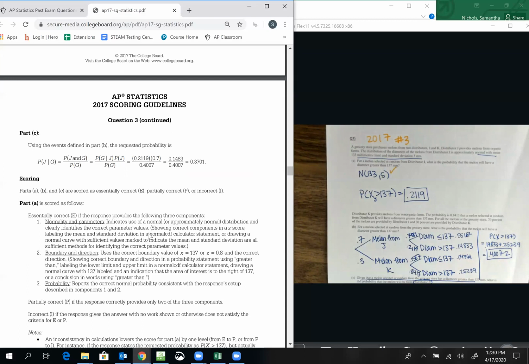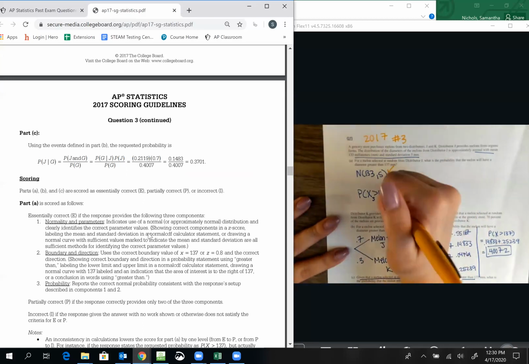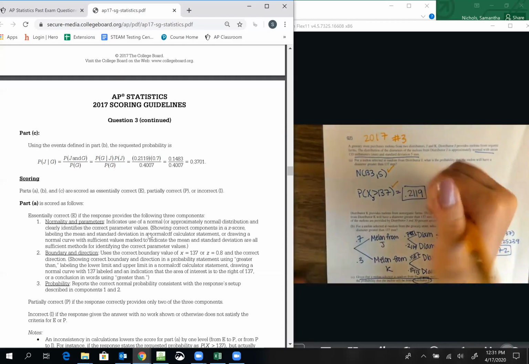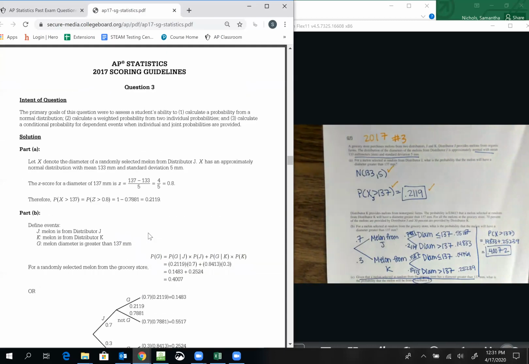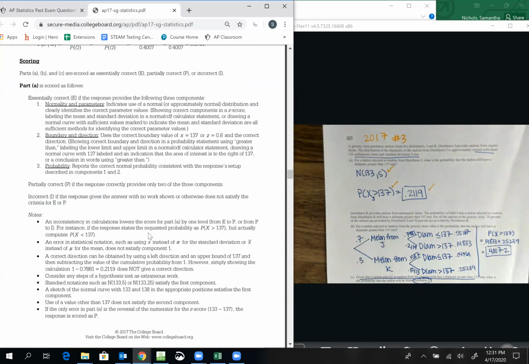Part 2 is boundary and direction. So I indicate my boundary is 137 and that I'm doing greater than that. So that indicates my boundary and direction in the most efficient way possible with the correct answer. Let's just double check that's the correct answer. Yes, it is. So you need all 3 of those to get essentially correct.